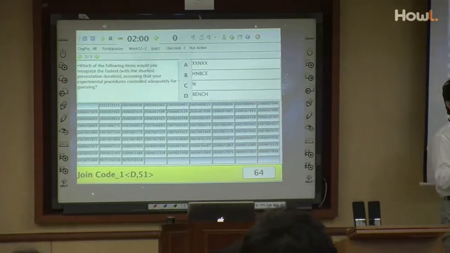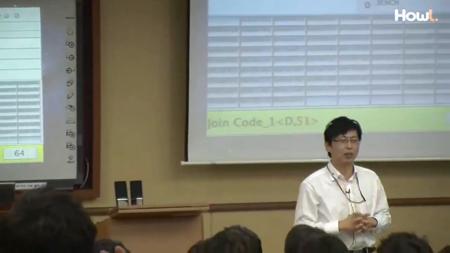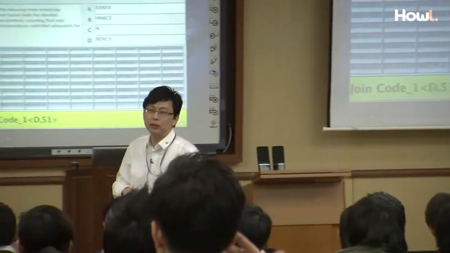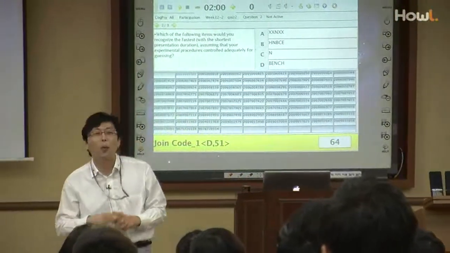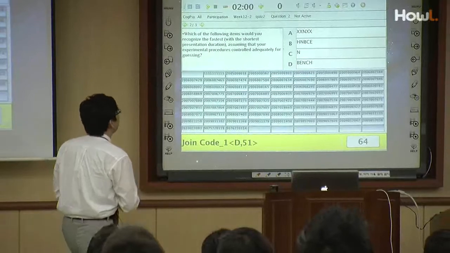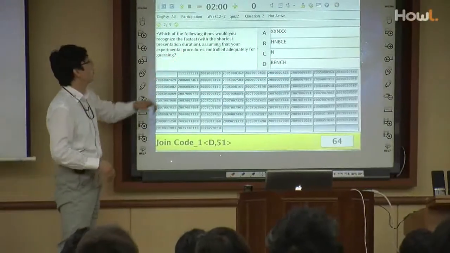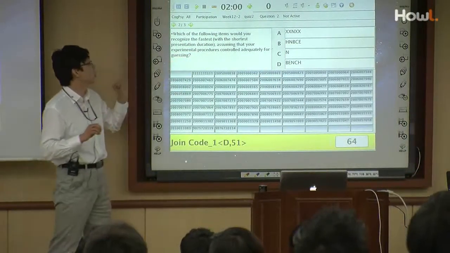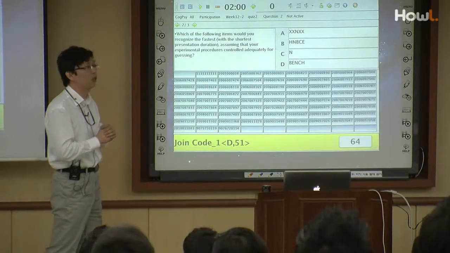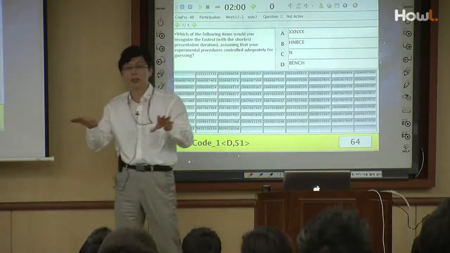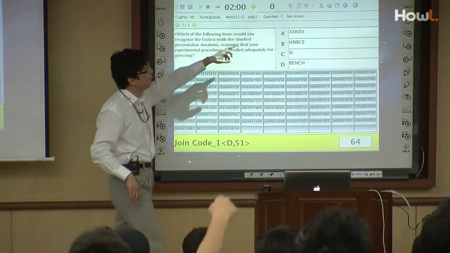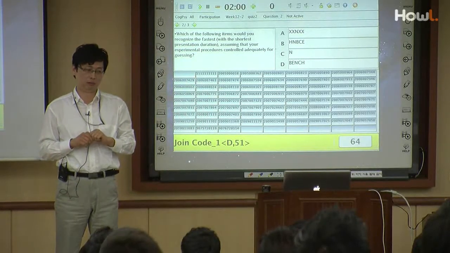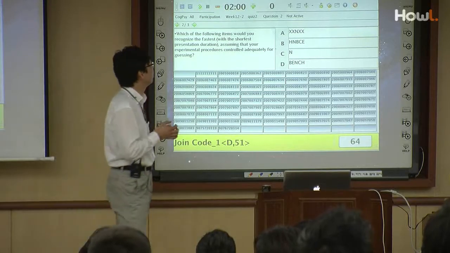One of the interesting parts of language perception is vocabulary, right? So we recognize vocabulary. Some of the words are easily recognizable, some of them aren't, right? Why does that happen? For example, this one: which of the following items would be recognized quickly, in the shortest time, assuming your experimental procedure controlled adequately for guessing, which means a totally controlled environment. So each one can be easily recognized, the meaning. Easy question, pretty much easy.